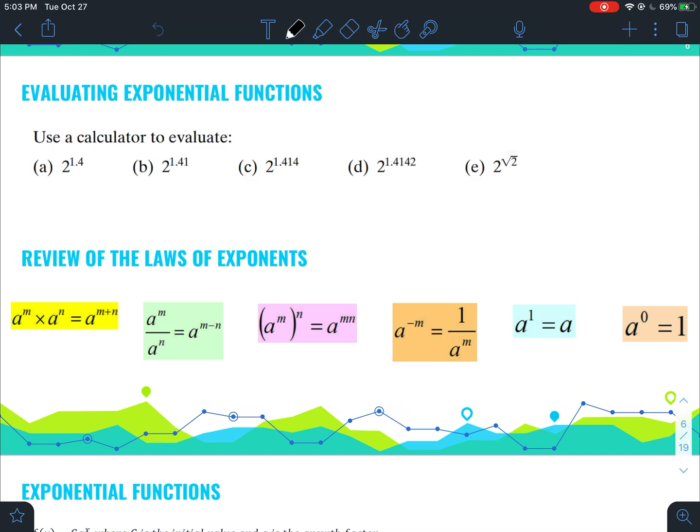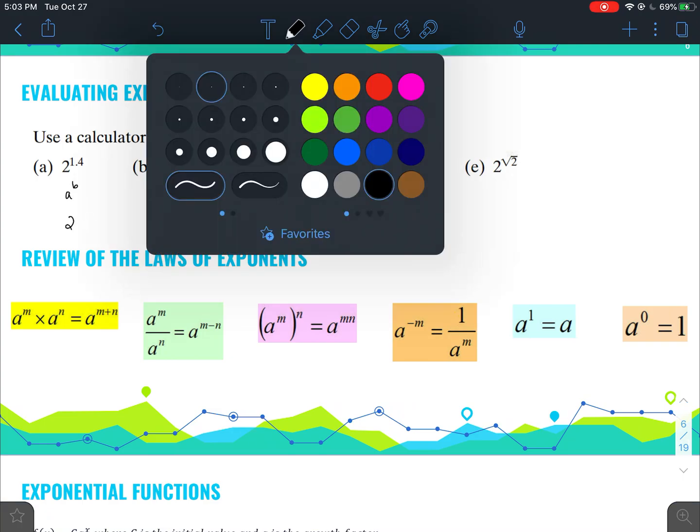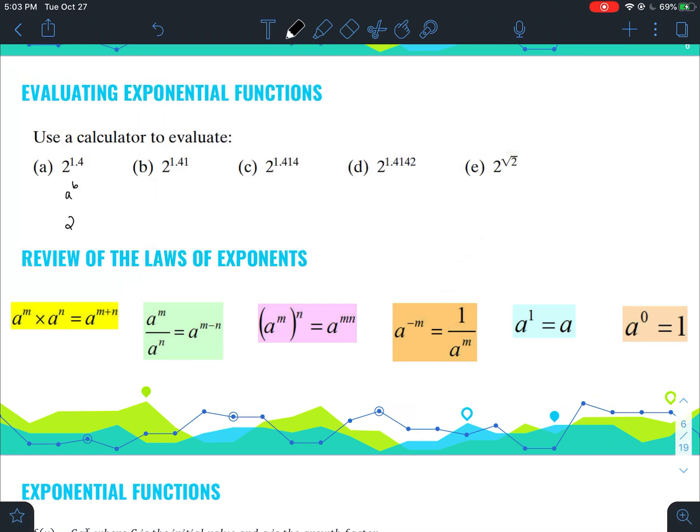So, evaluating exponential functions or expressions. You could use a calculator to evaluate each of these. And on Desmos, you can use the A to the B button. So you could do 2 and then hit the A to the B button, and then 1.4. On some of your calculators, it might be an X to the Y button. And on the graphing calculator, it's the caret button, the upside down V. So if you did 2, the upside down V, and then 1.4.